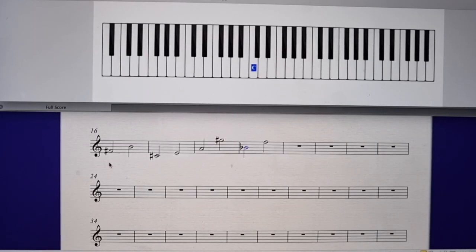Let's try another couple of intervals here with some sharps and flats in, just to make them a little bit more complicated for us. So let's take this interval here. We've got F sharp to B. So we're going to ignore the sharp just to count the actual interval itself. So we've got F, G, A, B, 1, 2, 3, 4. So that is a fourth.